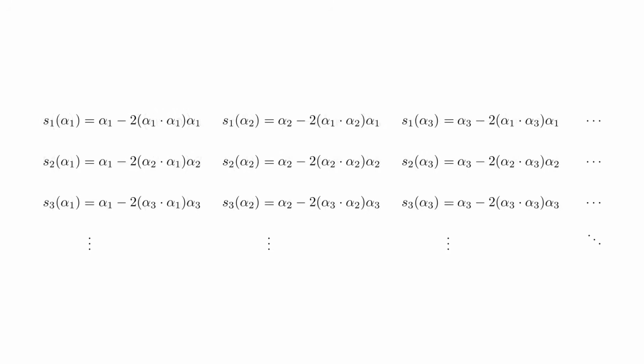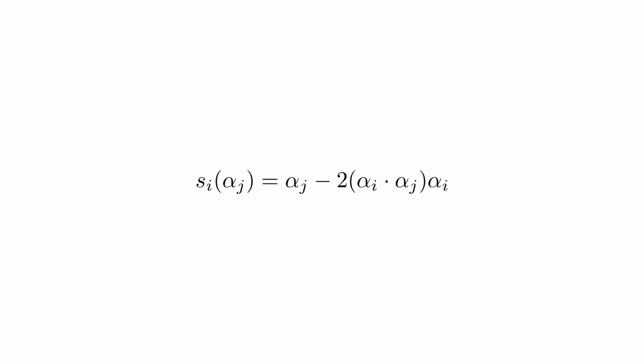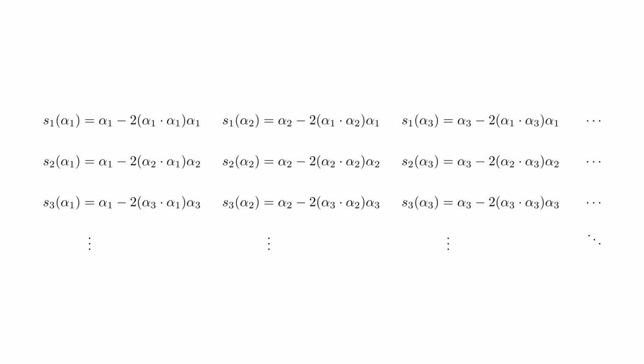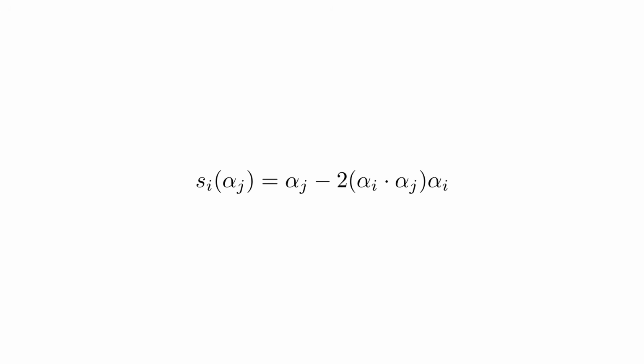More generally, if the generators of a Coxeter system are S1 through Sn, and the corresponding roots are alpha 1 through alpha n, then the action of a generator Si on a root alpha j is alpha j minus 2 alpha i dot alpha j alpha i. At this point, it looks like we've found a representation for every Coxeter system. Just define a vector space spanned by the basis vectors alpha 1 through alpha n, and then these functions tell you the reflections. There's just one problem: the dot product.